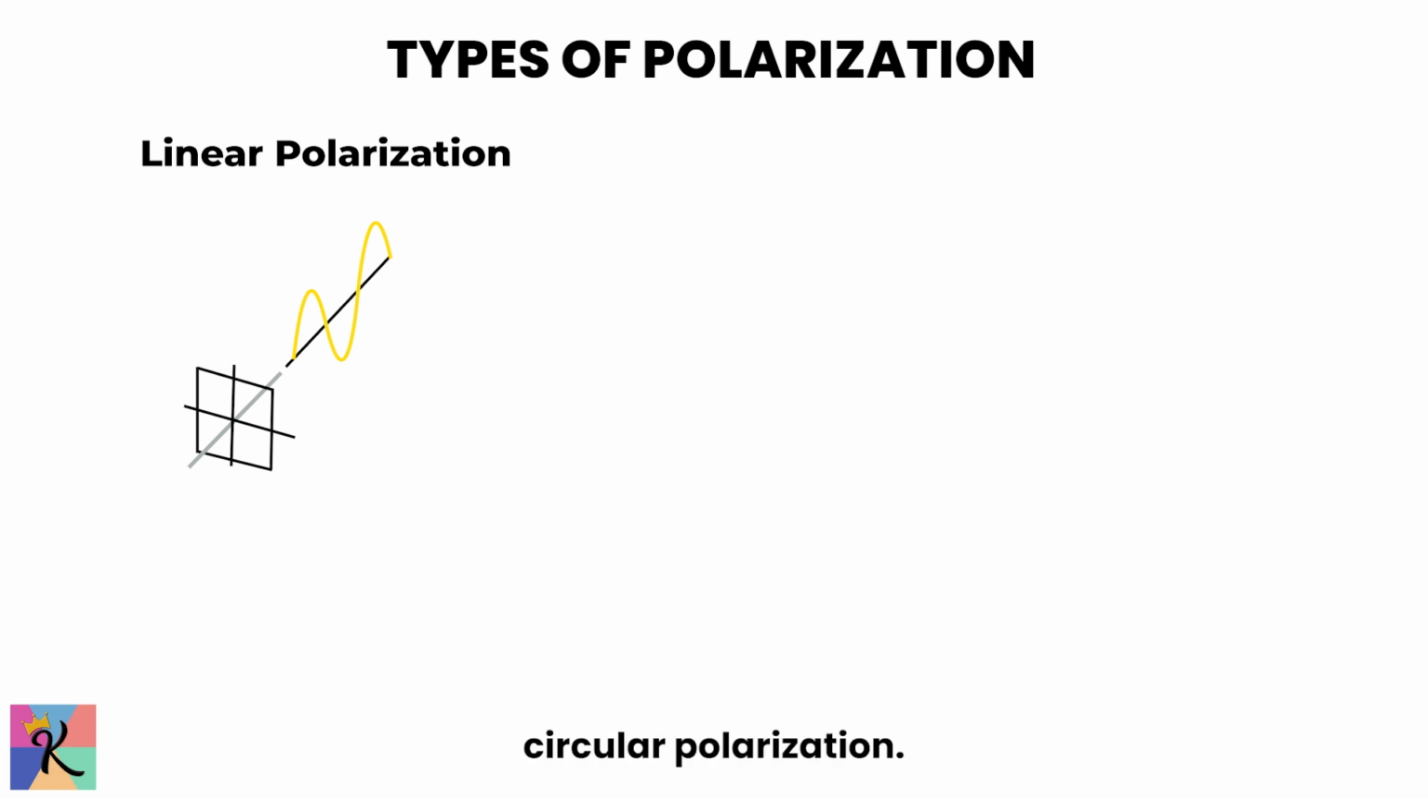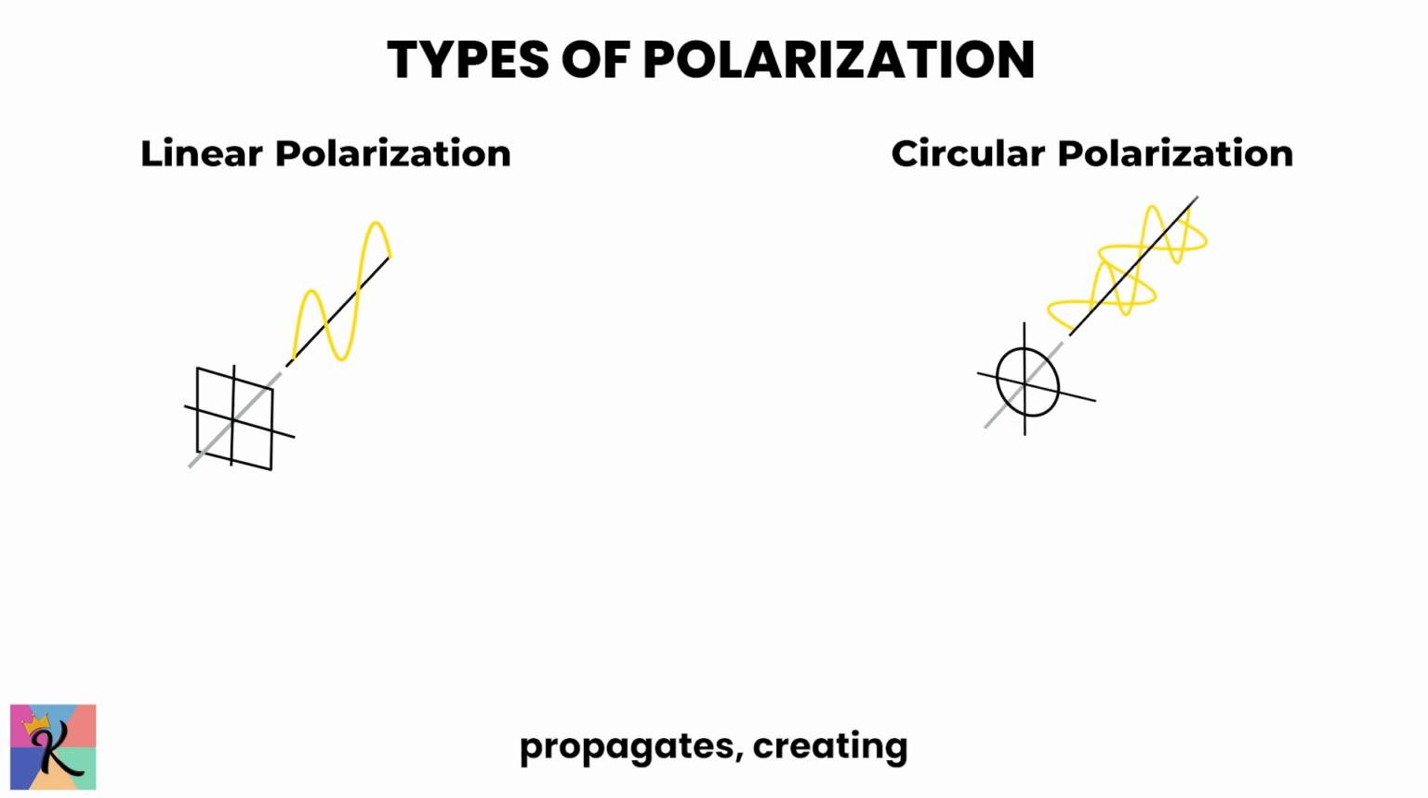The second is circular polarization. In this form, the electric field rotates in a circular motion as the wave propagates, creating a helical pattern. Circular polarization can be right-handed or left-handed, depending on the direction of rotation.